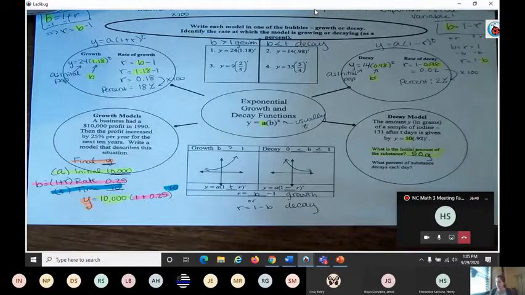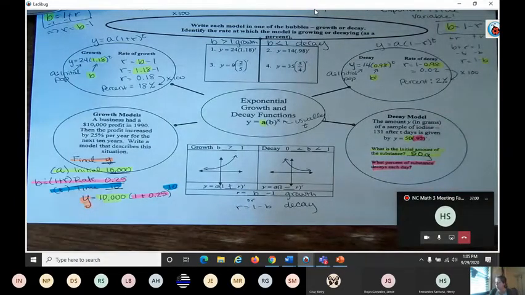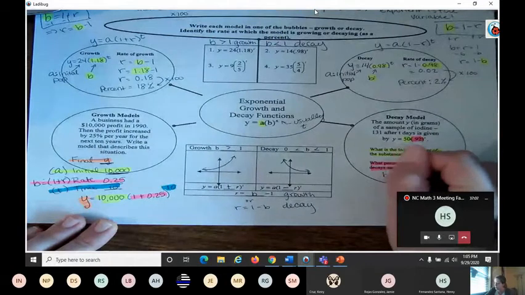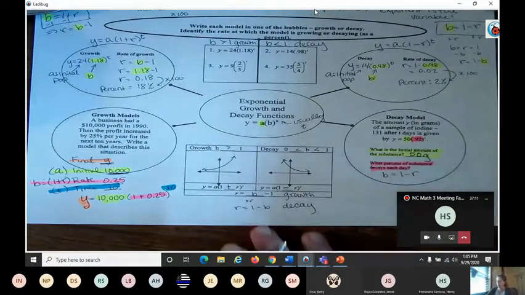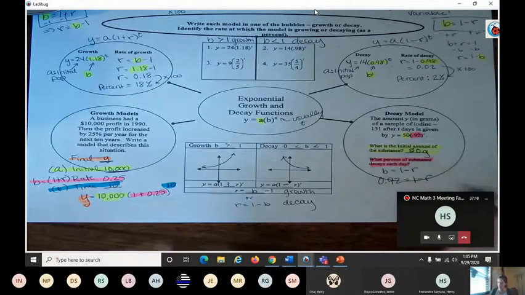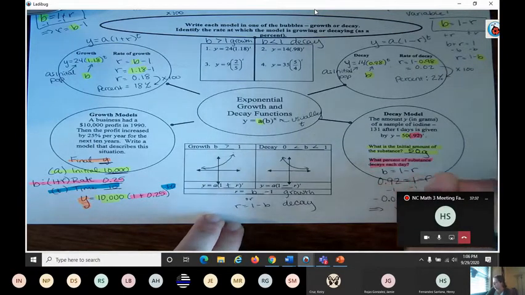And then it says what percent of the substance decays each day. So when it's asking about percent, we need to look at this B value. Okay, so we're going to try to figure out what our rate is from that B value. Remember, we're using decay, all right? So we can say that our B value is equal to 1 minus R and then solve for that R. Our B value is 0.92. Okay. And then we can subtract 1 from each side. And we should get negative 0.08 equals negative R, which means that positive R is equal to positive 0.08 or 8%.